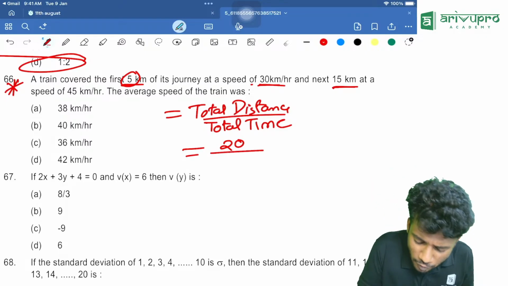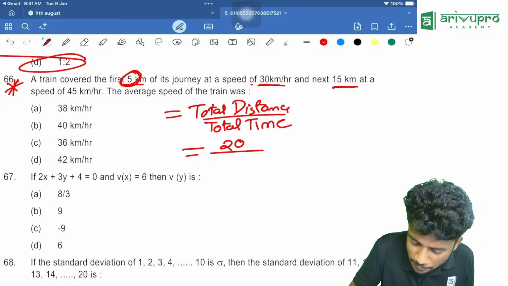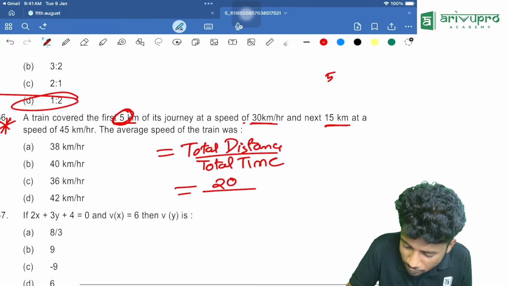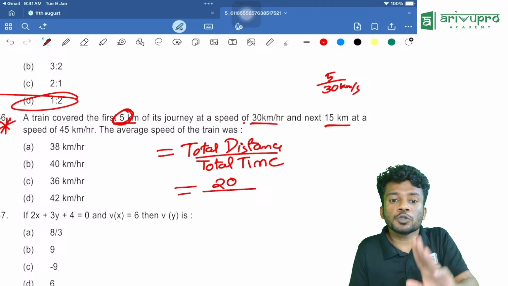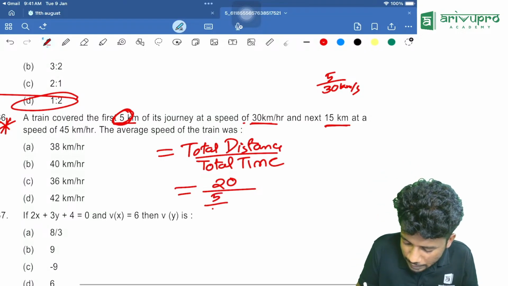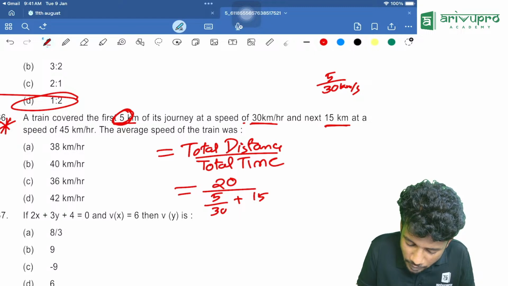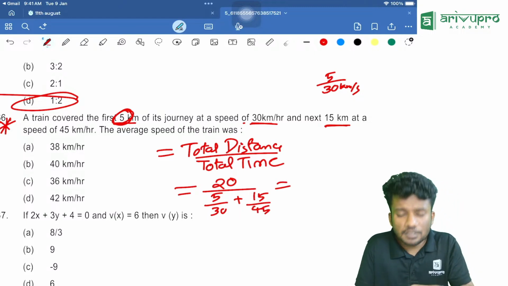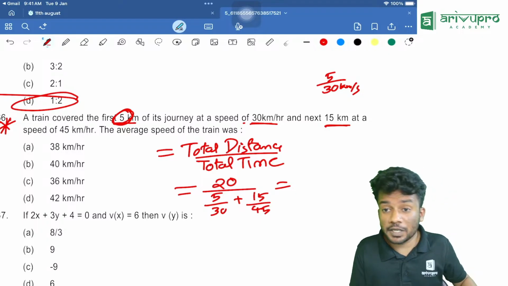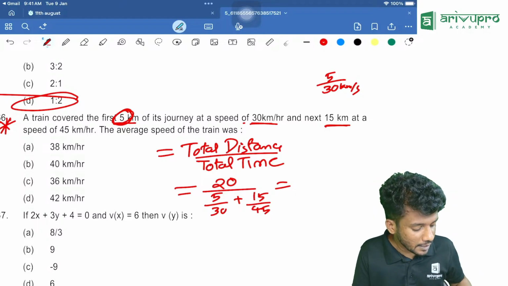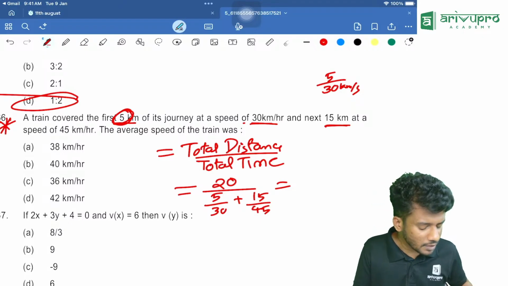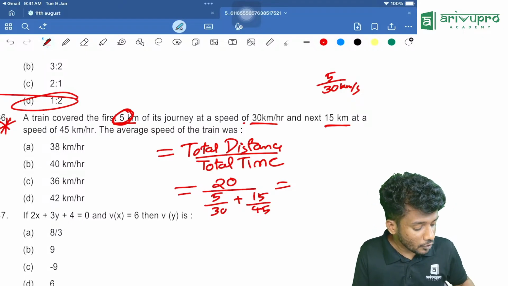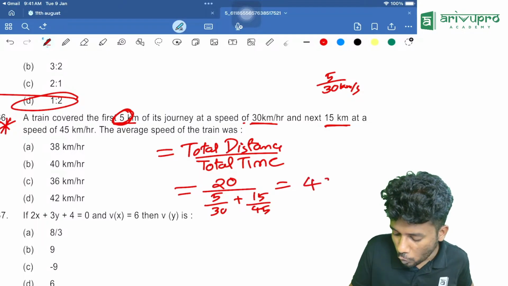Divided by total time. For traveling 5 kilometers, how much time is required? 5 kilometers divided by 30 kilometers per hour. Distance by speed will give you time. So type that: 5 divided by 30 plus 15 divided by 45. Just use the calculator. Find the denominator using M plus and memory calculation. 5 divided by 30, then click M plus. 15 divided by 45, again click M plus. Then click MRC, then divide, equal to, multiplied with 20. That will give you 40.